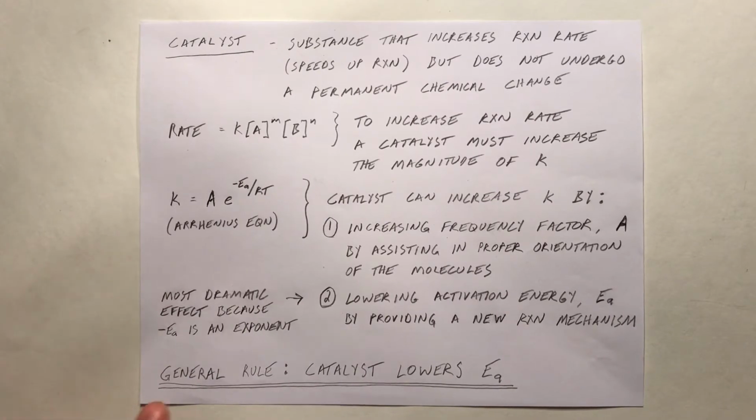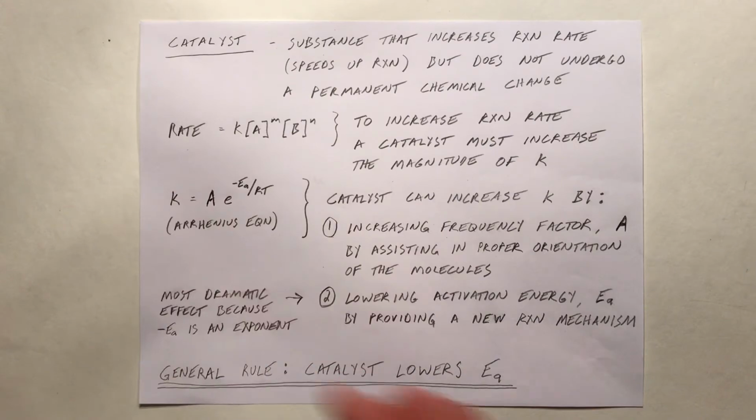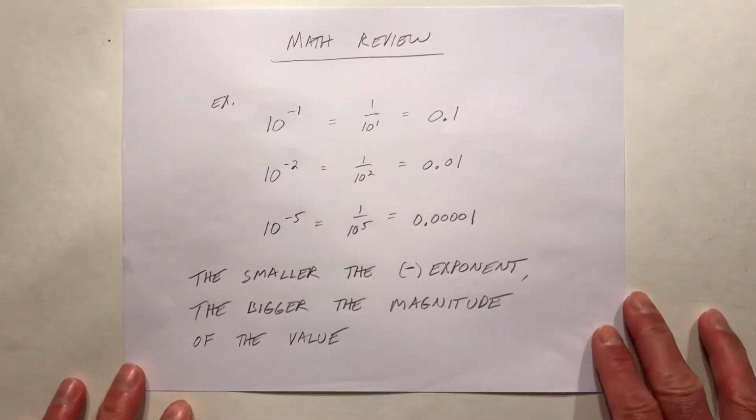So we can say as a general rule that a catalyst lowers activation energy. Now that can be a little confusing that we have a negative exponent here, and lowering the value of that negative exponent would make the value of K bigger. So let's just take a look at a quick math review to see that that's true.